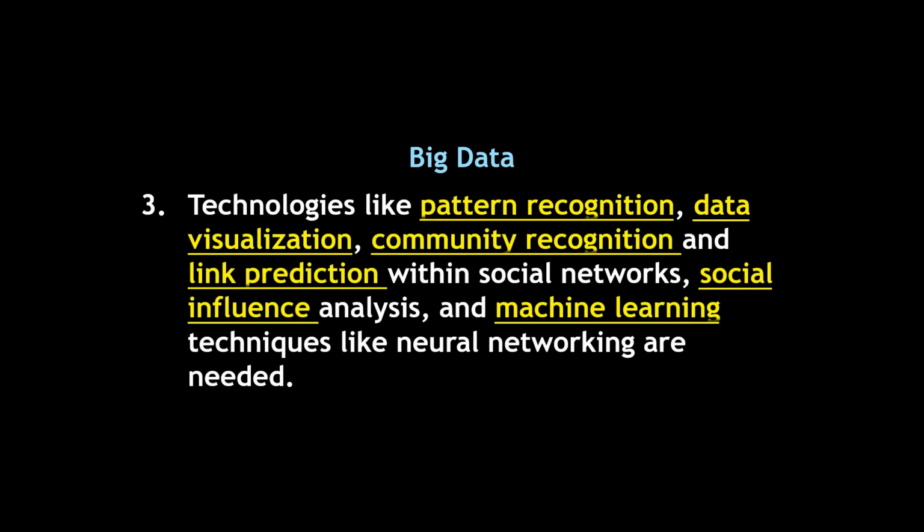Technologies like pattern recognition, data visualization, community recognition, and link prediction within social networks, social influence analysis, and machine learning techniques like neural networking, all of that is needed when it comes to taking what's available, massaging that information, and understanding that information so that we can make it work to our advantage with the people that we're trying to reach out to and the message we're trying to convey.